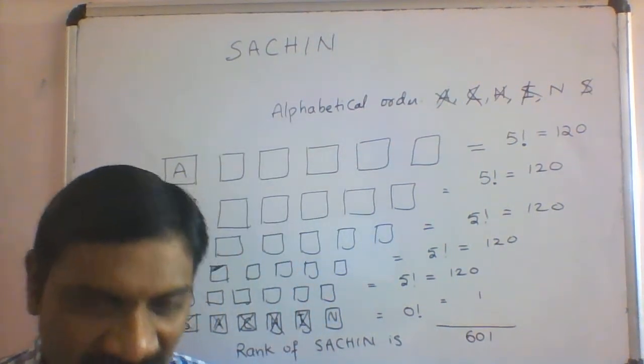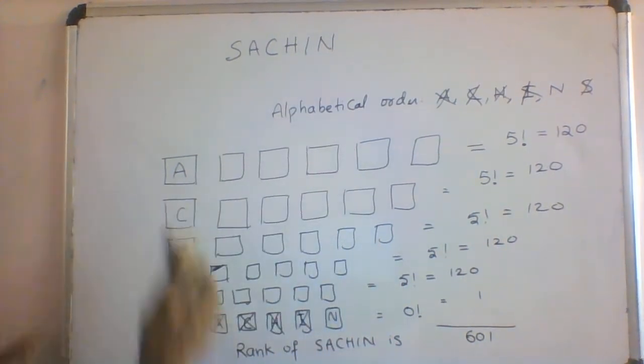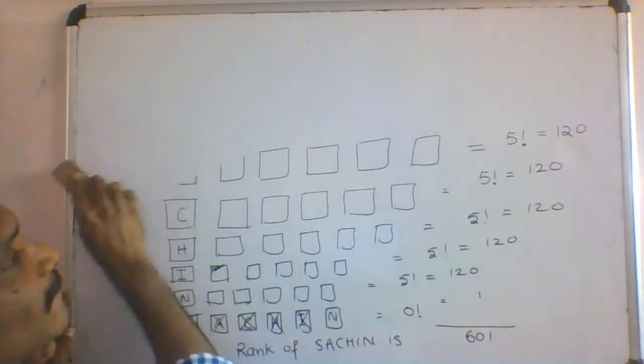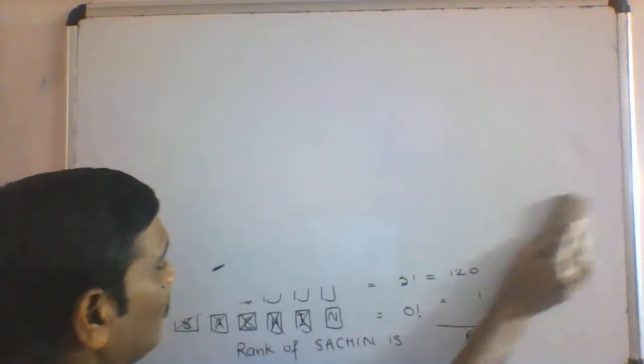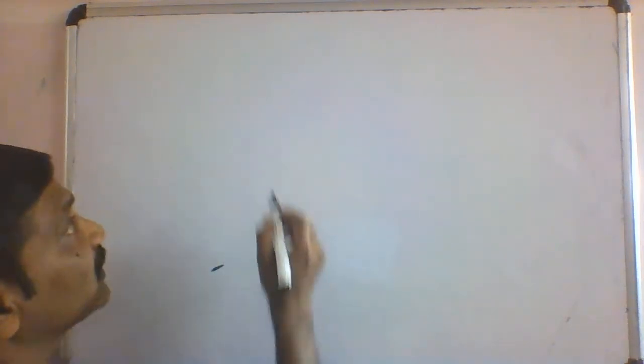Right. See another example on rank. There is a shortcut trick also to say the rank of particular words when repetition is not there in that word. First of all, let us see how to find rank for the word which has no repetition of letters.